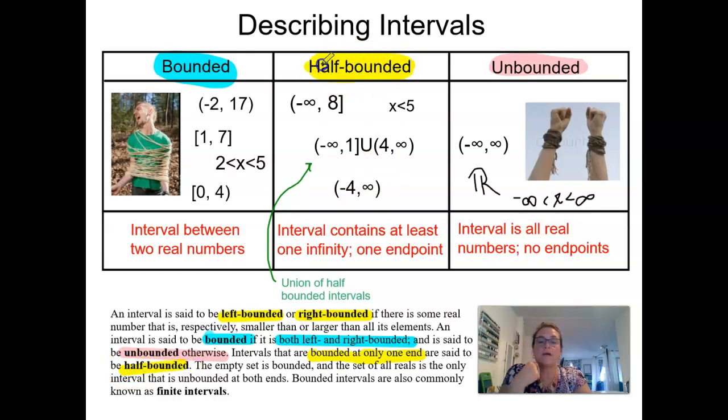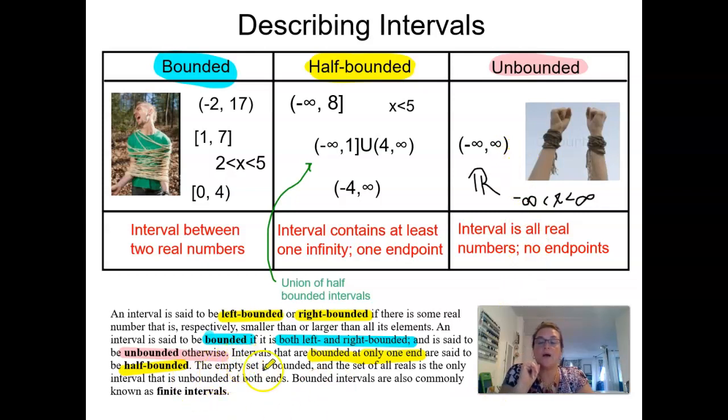They are bounded at only one end and unbounded at the other end. That's why those are called half-bounded. So this unbounded at the end, this is the interval of all real numbers, is referring to an interval that is unbounded on both sides. Okay, if that helps clarify what that means.